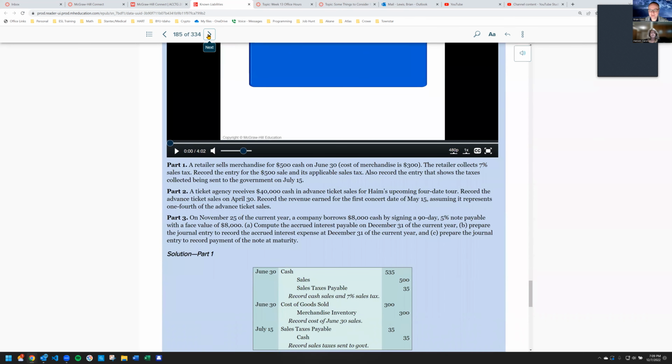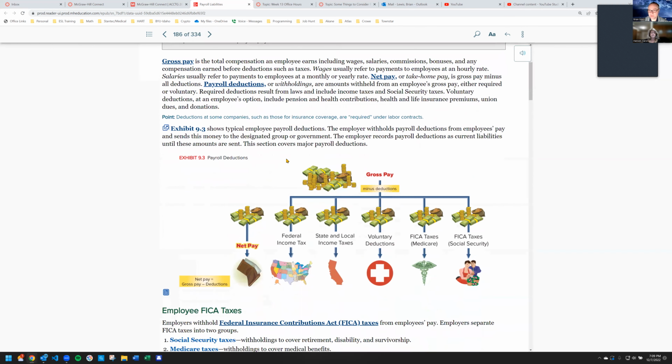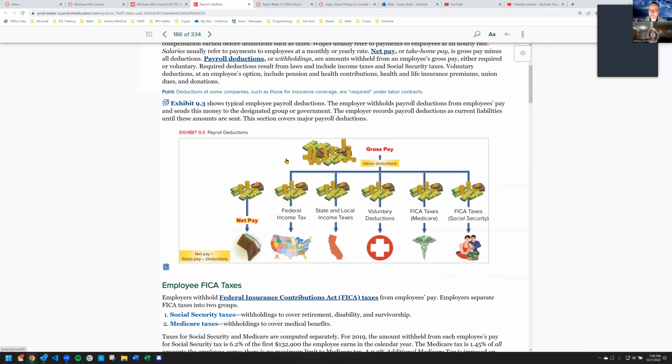So I think most of that's pretty straightforward. There's not too much in there that causes too many problems. You just have to be aware of the accounts, right? Where what's getting credited and what's getting debited.